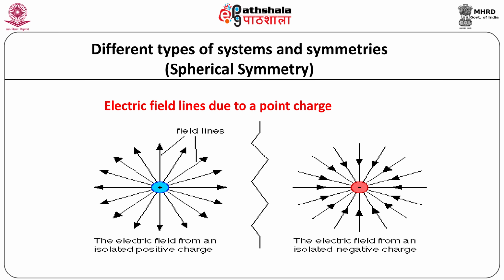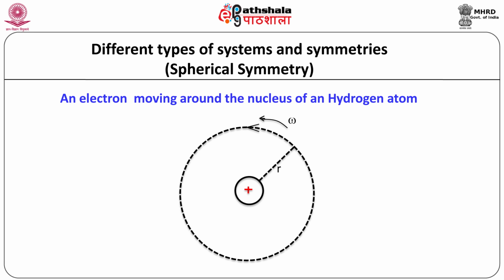Many examples can be given representing spherical symmetry also. Electric field lines due to a point charge in space is the simplest and most familiar example of it. An electron moving around the nucleus of a hydrogen atom or a particle moving along the surface of a sphere are systems having spherical symmetry.